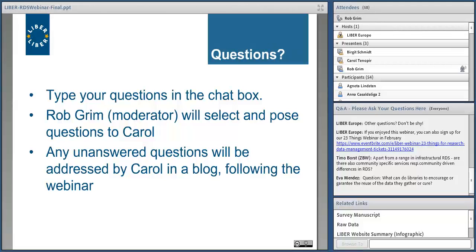Right. Thank you, Carol, for this answer. Another interesting question from the audience that comes up is, what can libraries do to encourage or guarantee the reuse of the data they gather or curate? Well, there are no guarantees, of course, and sometimes our preservation role is preserving for a future that we won't see. So preserving data into the future is sometimes something you take on faith.